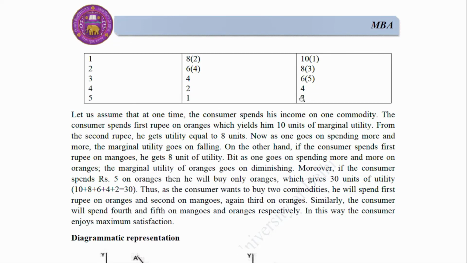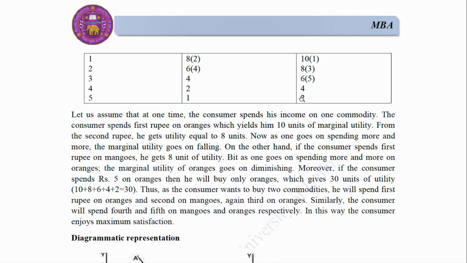The consumer spends first rupee on oranges, which yields him 10 units of marginal utility. From the second rupee, he gets utility equal to 8 units. Now as one goes on spending more and more, the marginal utility goes on falling. On the other hand, if the consumer spends first rupee on mangoes, he gets 8 units of utility. But as one goes on spending more and more on oranges, the marginal utility of oranges goes on diminishing.